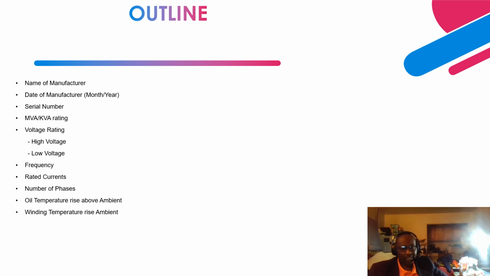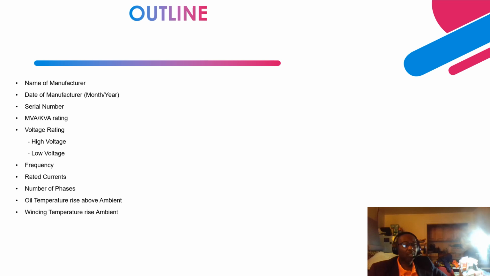Next is the frequency, and as you know, the nominal frequency is either 50 Hz or 60 Hz. That's what is known all over the world. Next are rated currents. You'll see the rated currents are based on the rated MVA. Next is the number of phases. As you know, we have single phase transformers and three phase transformers. You'll see it on the nameplate, whether it's a single phase transformer or a three phase transformer.